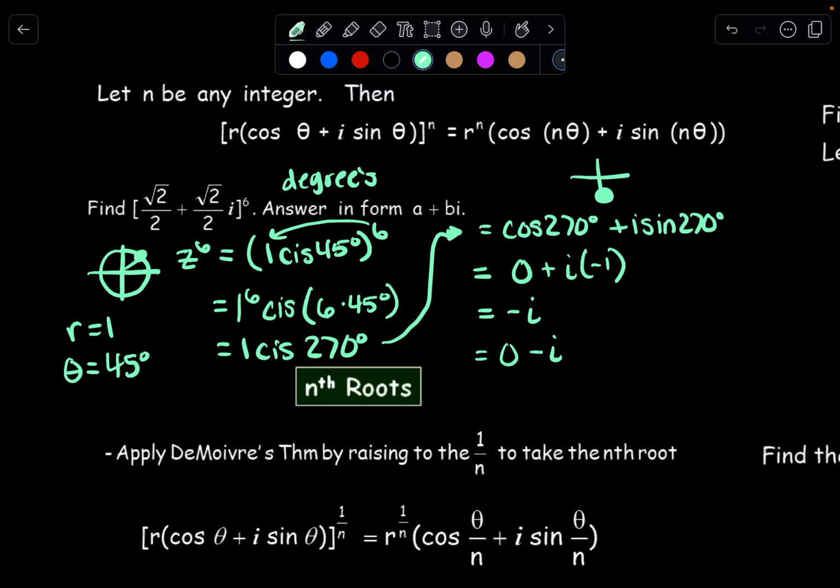And if you think about this, it makes sense. Our 45-degree angle is here. When we raise this to the 6th power, we end up down here. So I have 1 angle here, another theta here, 3 theta, 4 theta, 5 theta, 6 theta. So when I add those 6 of these angles together, I end up at 270. The radius does not change, so it's still going to be 1. So hence we get -i.